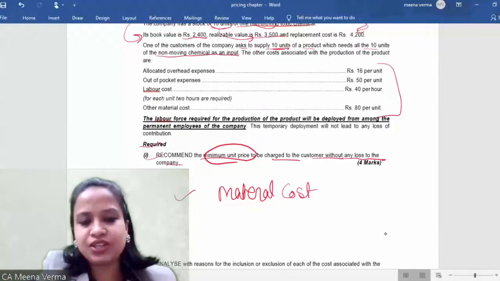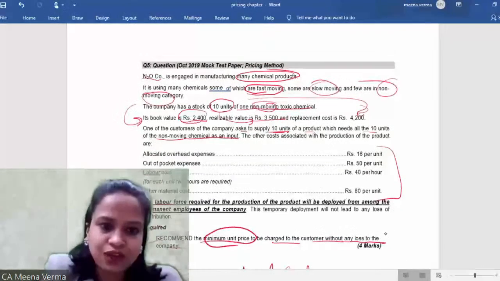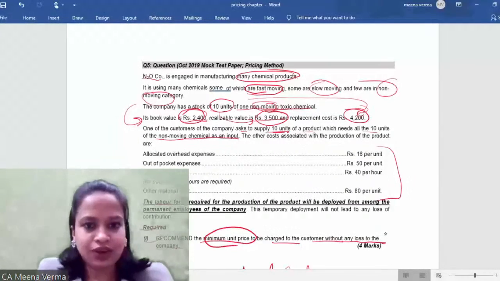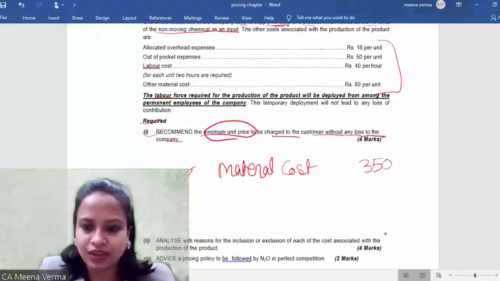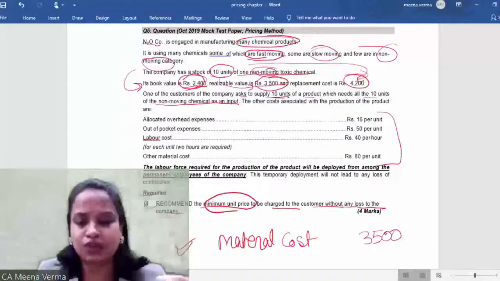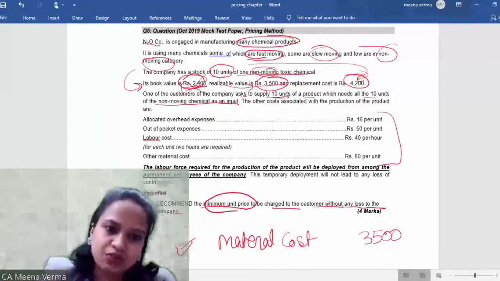You will consider the material cost. Now, what will come here as a material cost? 2500, 2400, 4200 or 3500. They are saying that in relevant costing they will take 3500. Why not 2400? Because book value is a sunk cost. So you will not consider the book value.